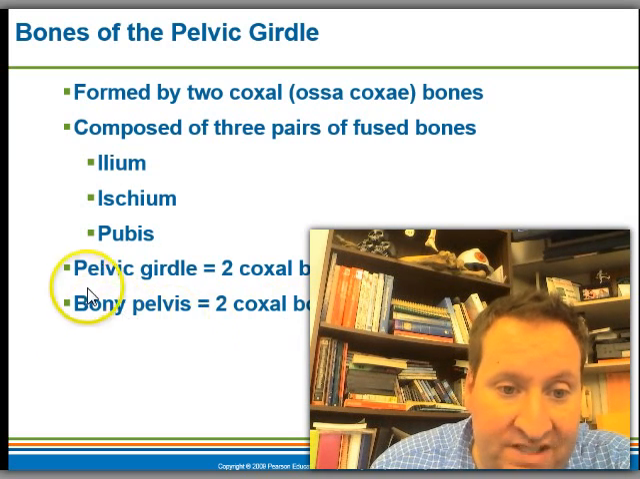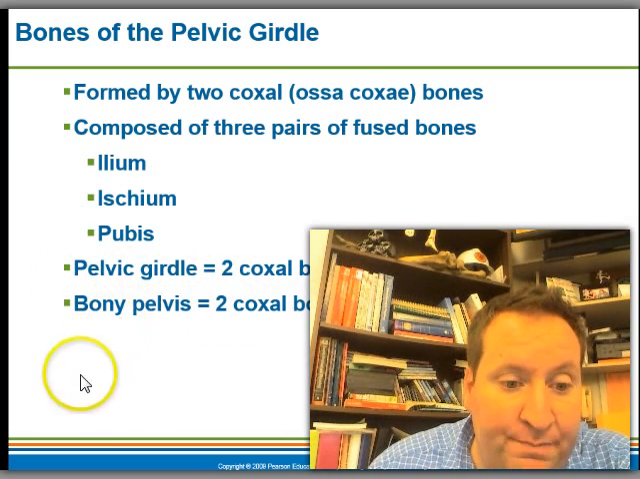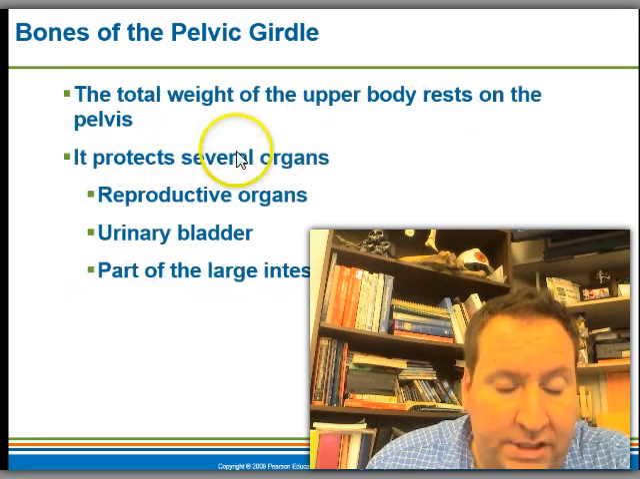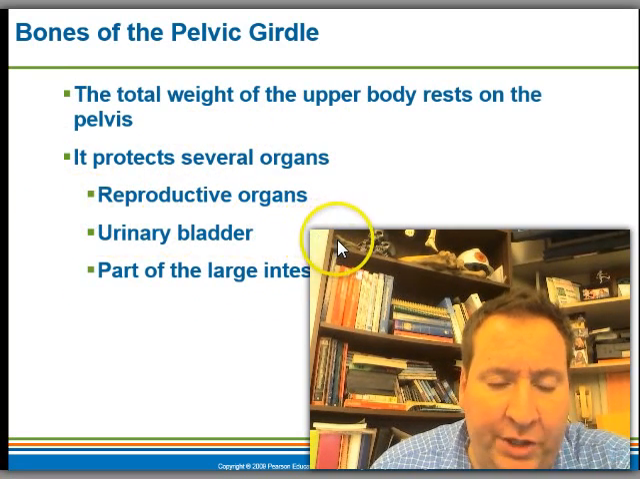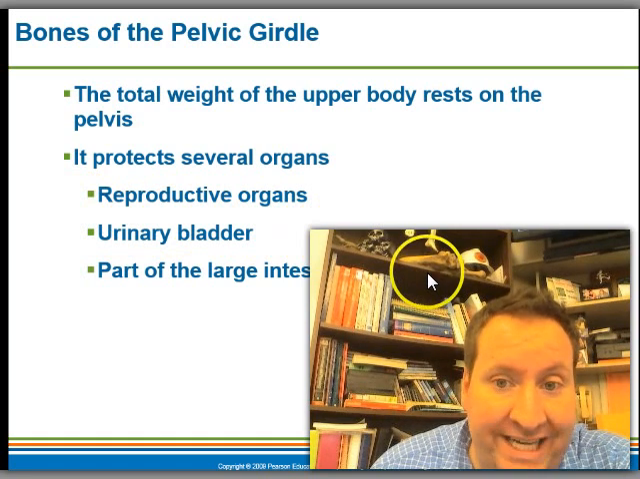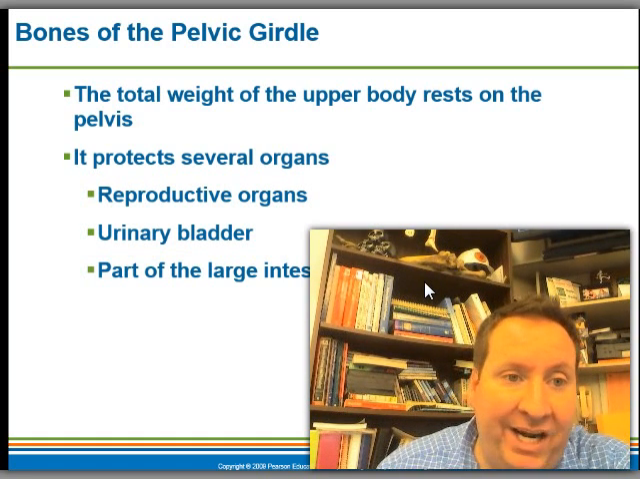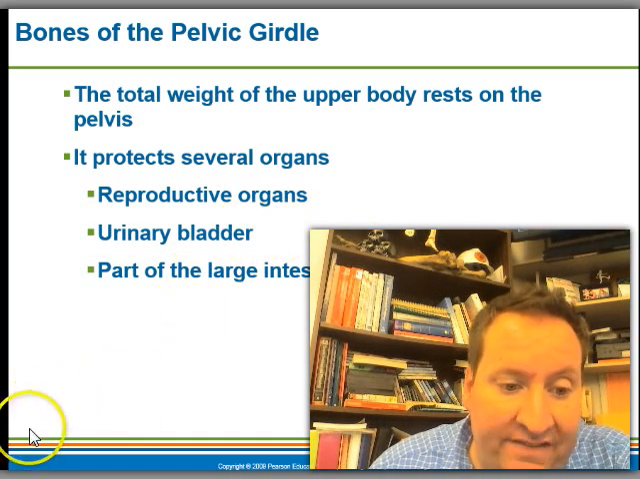So when we use the bony pelvis and pelvic girdle, that's what we're referring to, or those bones are what we're referring to. So the pelvic girdle is going to do several things, but it's protecting your reproductive organs, your urinary bladder, and then parts of the large intestine. The weight of the upper body kind of rests in this particular area, so these bones have to be really strong.